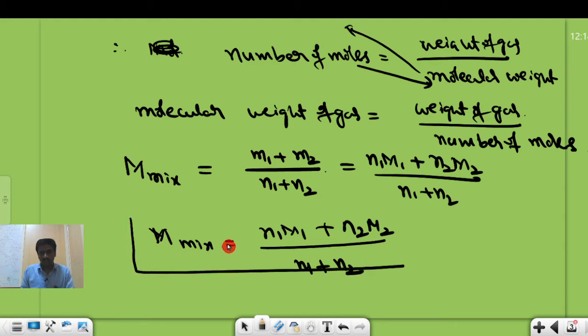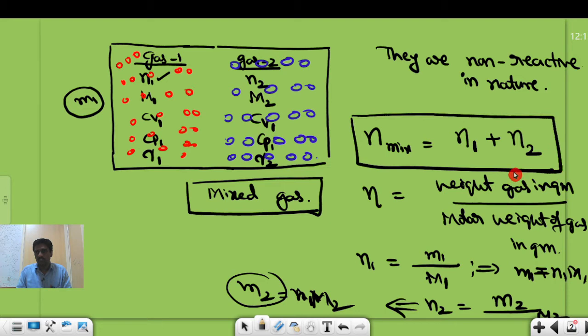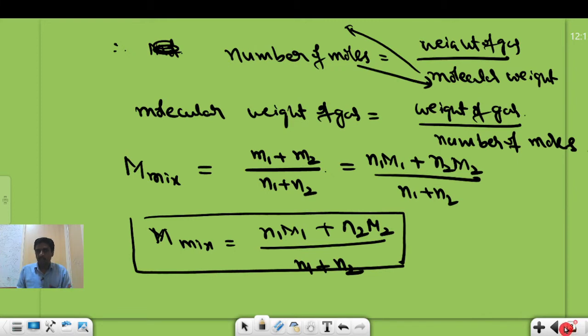This is the formula for the first gas. We derived two formulae here. The first is that the total number of moles in a mixture of gas is equal to n1 plus n2. The second is that the molecular weight of the mixture of gas is equal to n1 M1 plus n2 M2 divided by n1 plus n2.